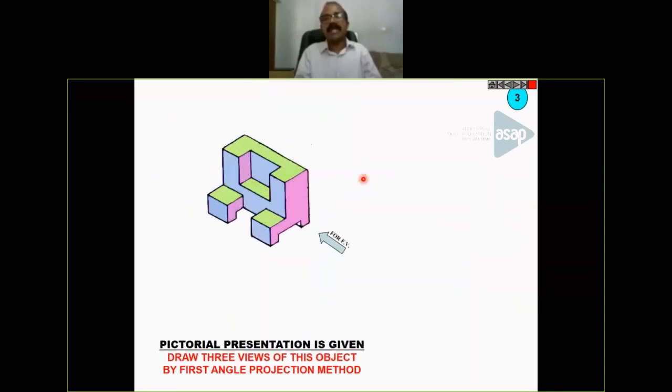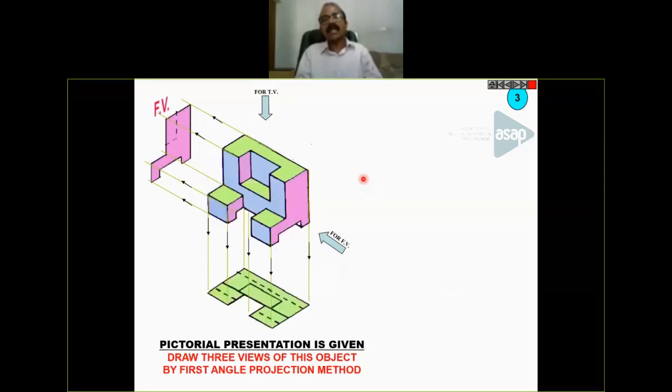Similarly, the other figure. See the front view direction. We can see the front face, the blue surface. The front face you have to plot in the elevation part, and in the top view, the corresponding plan.